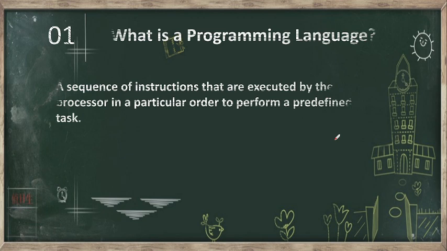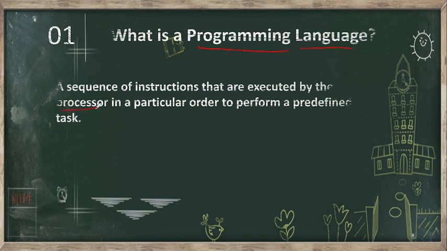So basically we will have a question: what actually is the meaning of a programming language? What do you mean by that? We all know that language is a way of communicating with another person. So in a programming language, we can say that it is a way of communicating with the system or with the processor.